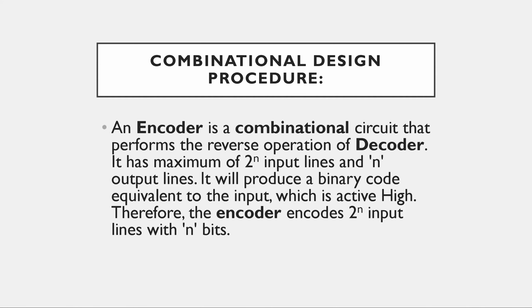Combinational design procedure. An encoder is a combinational circuit that performs the reverse operation of the decoder. It has a maximum of 2 to the power n input lines and n output lines. It will produce a binary code equivalent to the input which is active. Therefore, the encoder encodes 2 to the power n input lines with n bits. Objective.